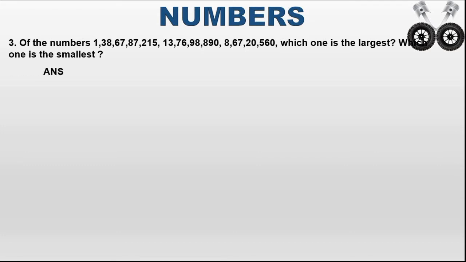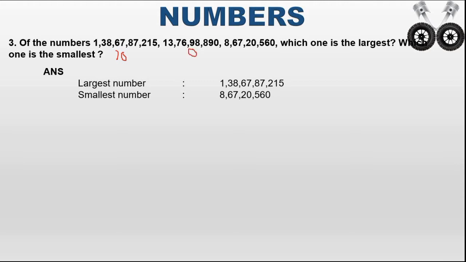So what is the condition for comparing the numbers? First we have to compare the digits. So how many digits are there? Let us count: 1, 2, 3, 4, 5, 6, 7, 8, 9, 10. So here I am having 10 digits. Now count for this number: 1, 2, 3, 4, 5, 6, 7, 8, 9. So here I am having 9 digits. And here 1, 2, 3, 4, 5, 6, 7, 8. So here 8 digits.